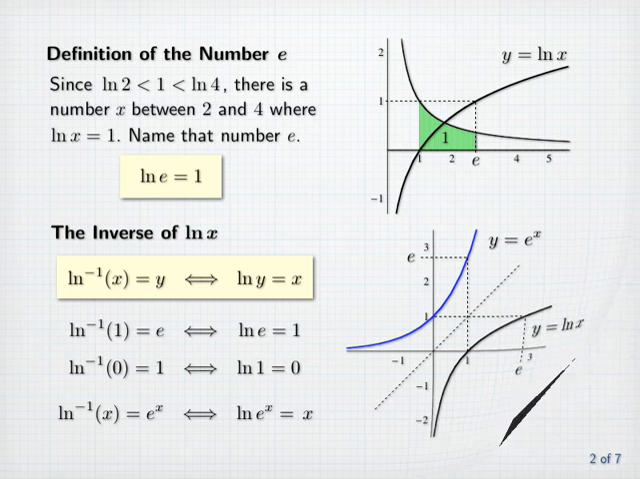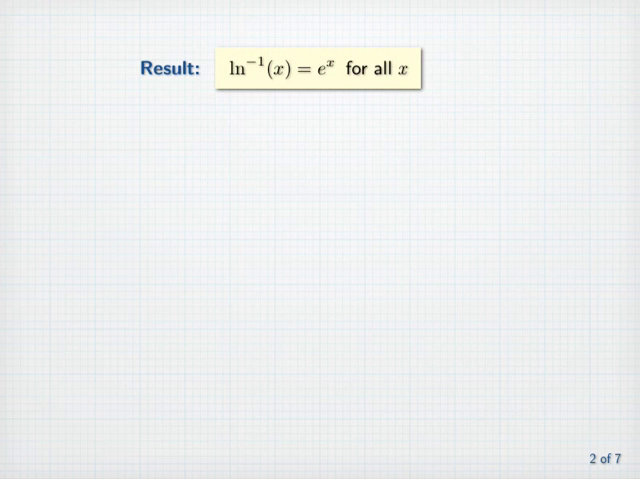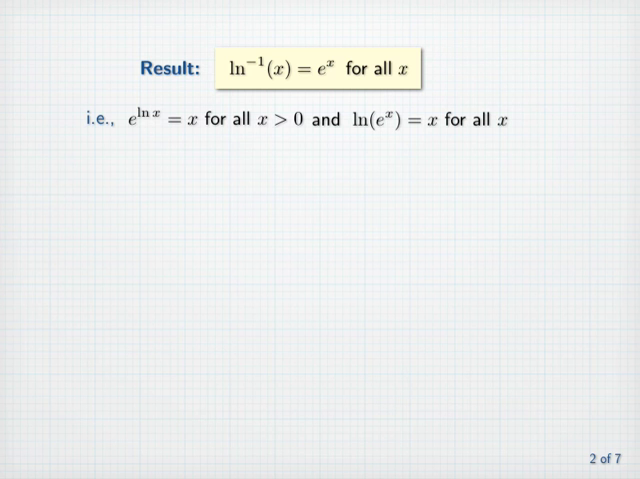So the result here is that the exponential function e to the x is the inverse of the natural log function, and vice versa. In other words, e to the natural log of x is equal to x for all positive x, that's the domain of the natural log function, and the natural log of e to the x equals x for all x, which is the domain of the exponential function e to the x. In still other words, the natural log function is nothing but the base e logarithm.